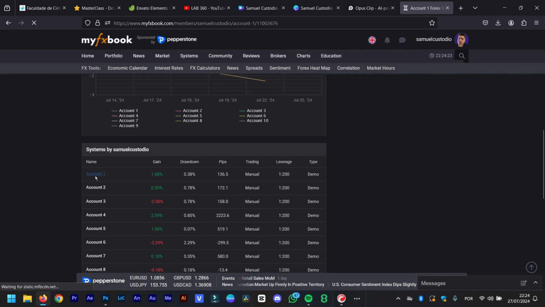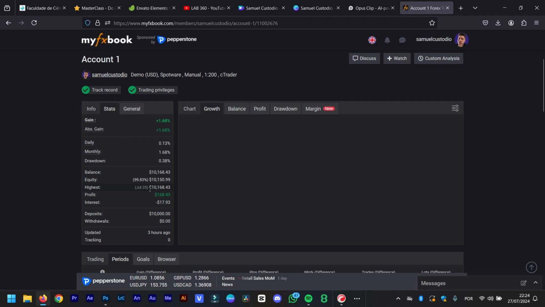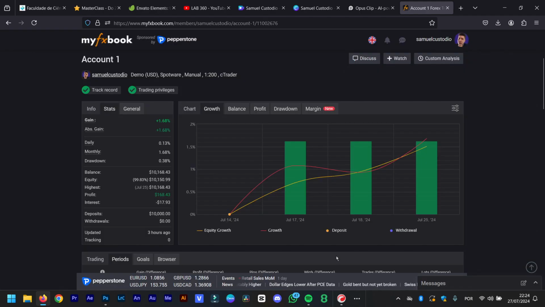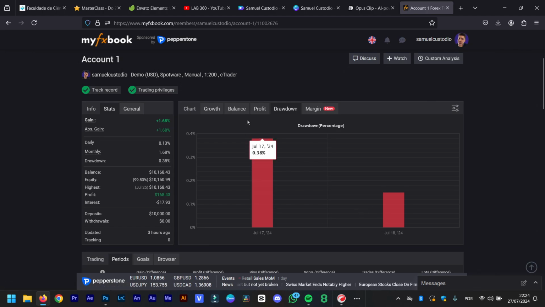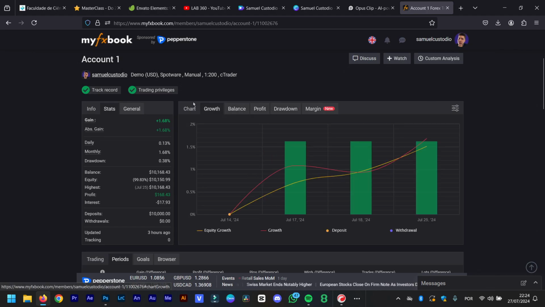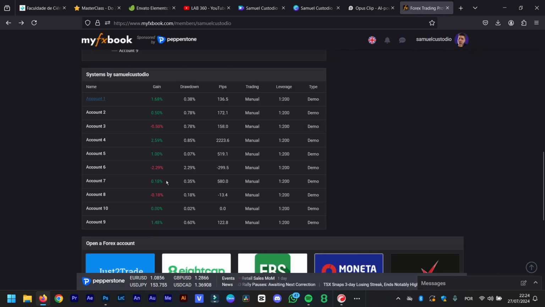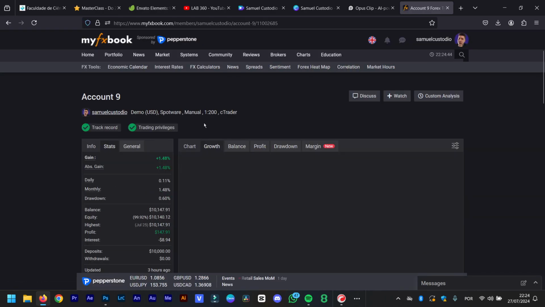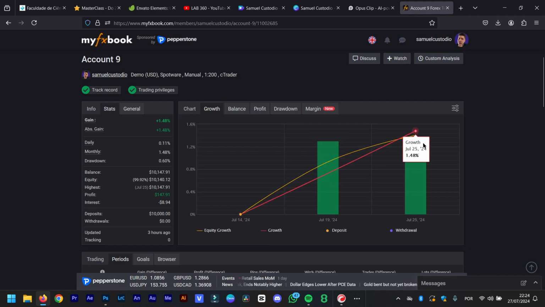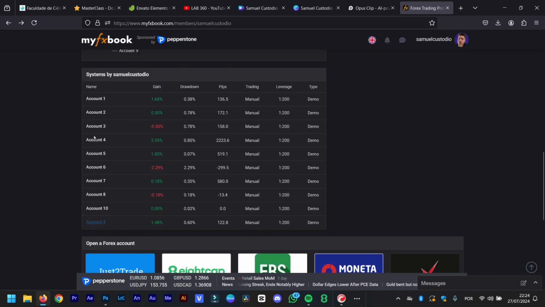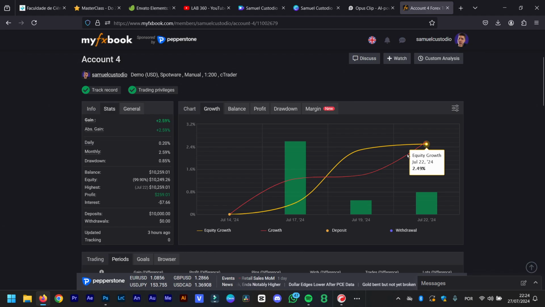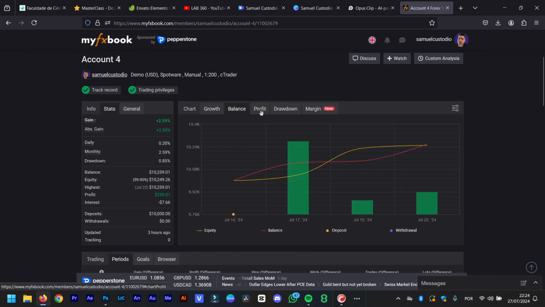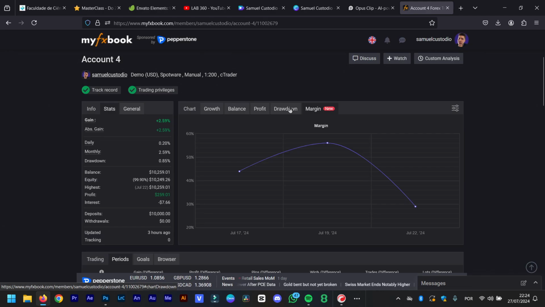So as you can see, let's go up to account number one. Account number one, we have 1.68% of profit here. Because the account's too new, it's way too much in the beginning. We barely have any information or data, but we're slowly getting more as time passes. This is account number 9, 1.48. This is account number 4, 2.59%. As you can see, the equity, drawdown, profit, margin.